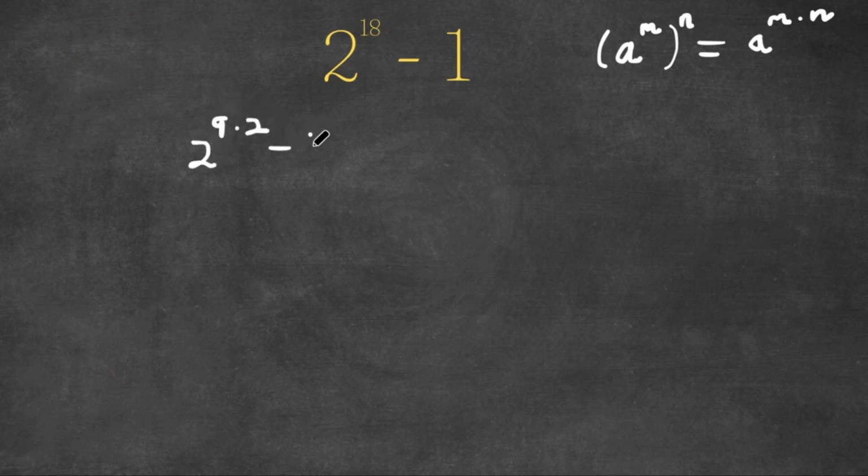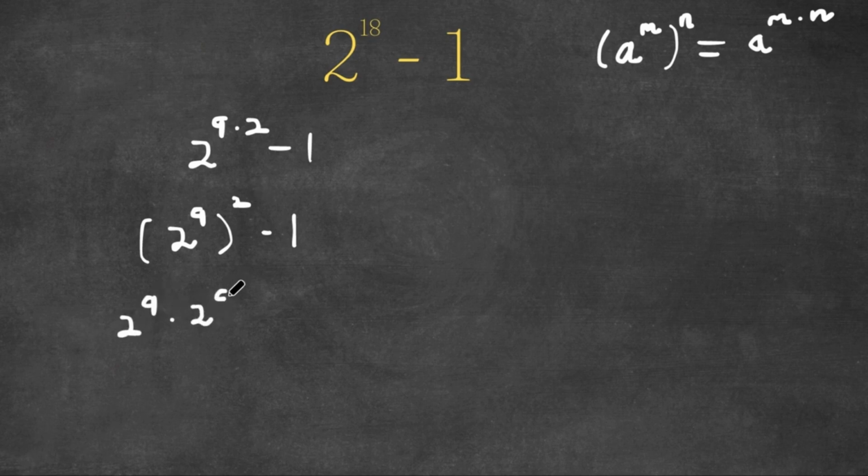We have minus 1. And remember, if we have something in the form a to the power of m times n, we could write this as a to the power of m to the power of n. So now we could write this as 2 to the power of 9 to the power of 2 minus 1. And 2 to the power of 9 to the power of 2 can be written as 2 to the power of 9 times 2 to the power of 9, because it's just 2 to the power of 9 two times. Minus 1.